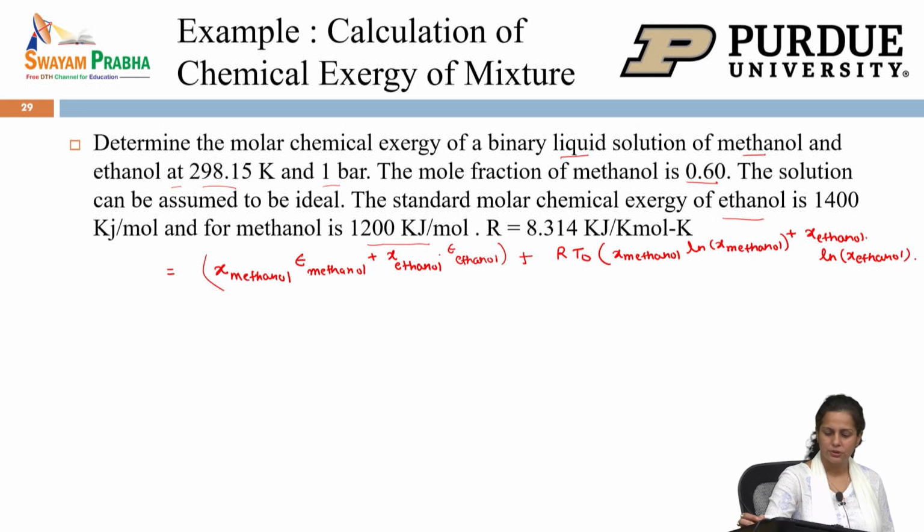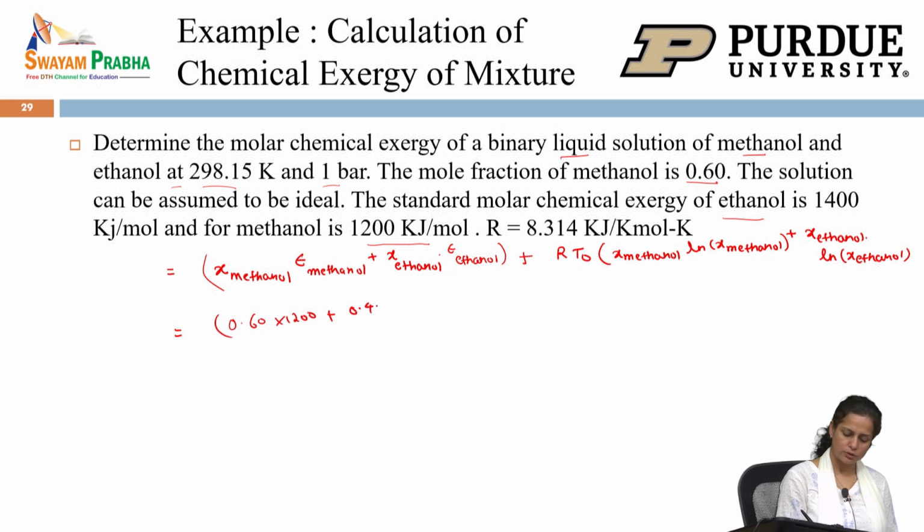So, all you need to do is substitute and calculate. So, here we have methanol is 0.60 and the value is 1200 and ethanol will be 0.40. So, it is a binary mixture. So, your mole fraction of ethanol will be 1 minus 0.60, and epsilon of ethanol is multiplied by 1400. Then R is 8.314 kilojoule.